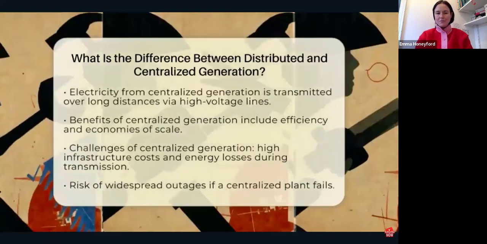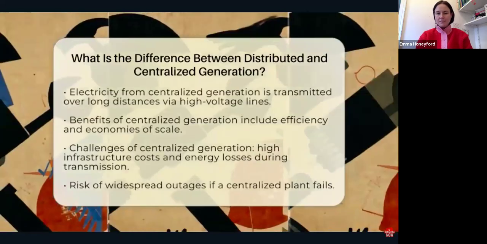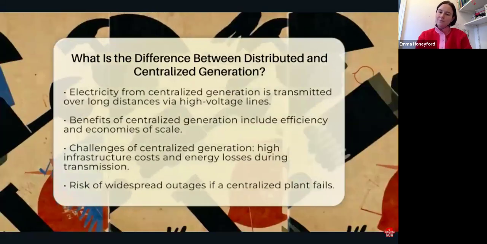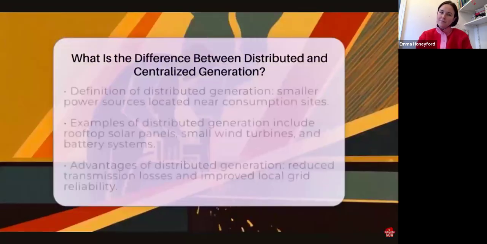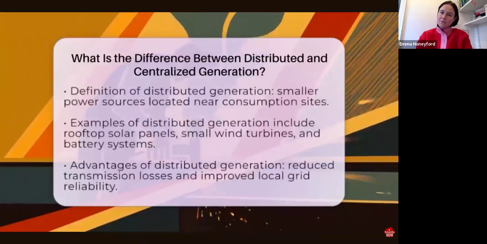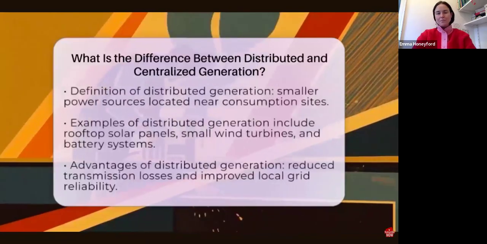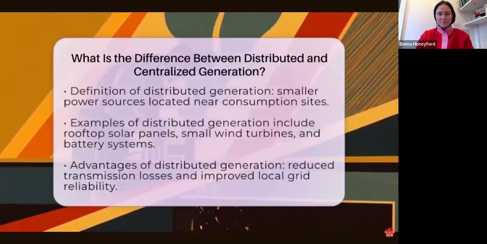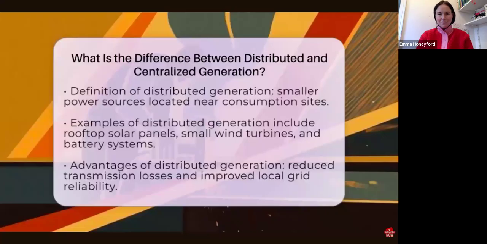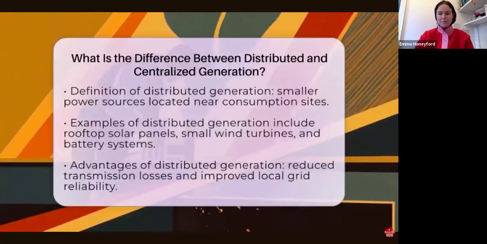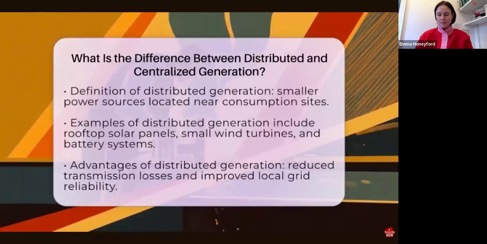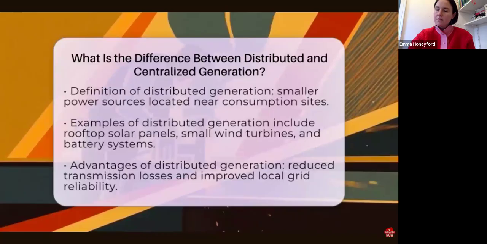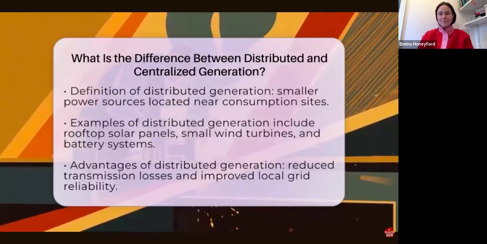On the other hand, distributed generation consists of smaller power sources located closer to where electricity is used. Examples include rooftop solar panels, small wind turbines, and battery storage systems. These systems usually range from a few kilowatts to several megawatts. Because they are near the point of consumption, distributed generation reduces transmission losses and can enhance local grid reliability. Some of these systems can even operate independently, providing power during larger grid outages.